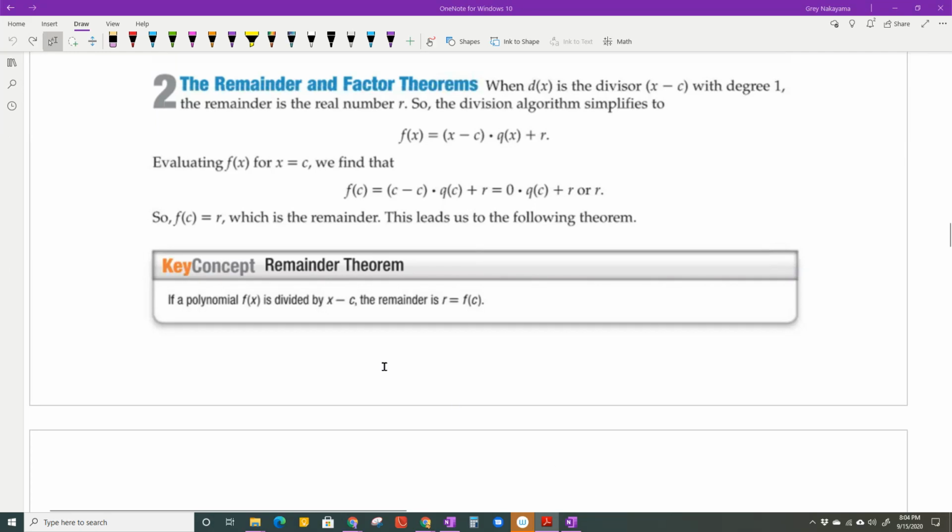Today's section is 2.3b, the remainder and factor theorems. This is an add-on to our polynomial long division and synthetic division. Short and sweet: the remainder theorem tells you that if a polynomial f of x is divided by some factor x minus c, the remainder is f of c.